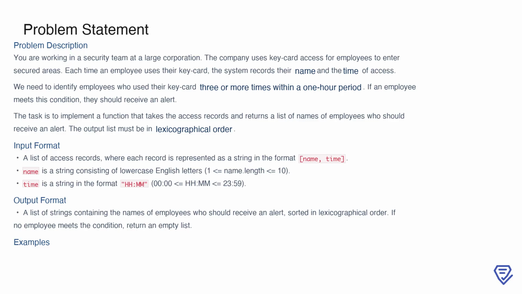Your task is to implement a function that processes these access records and returns the names of employees who should be alerted. The names must be sorted in lexicographical order. The input format consists of a list of access records, where each record is a string containing the employee's name and the time in the format HHMM. The output is a list of names that meet the alert condition. If no one qualifies, the function should return an empty list.